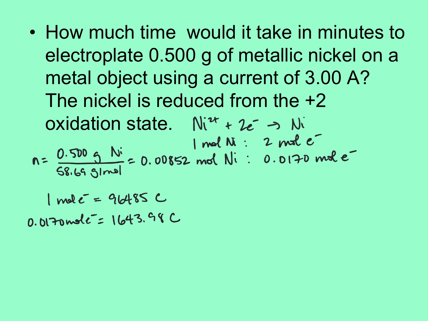Then we have the equation I equals Q over t, and we're trying to find out how much time it would take. So I would be 1643.98 coulomb over time. When we rearrange and divide, you get t equals roughly 548 seconds.